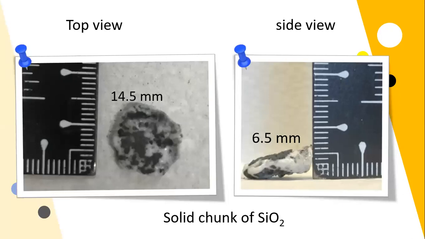In this picture of silicon oxide that has been heated, the powder was consolidated into a solid chunk with a diameter of about 40.5 millimeters and a thickness of about 6.5 millimeters.